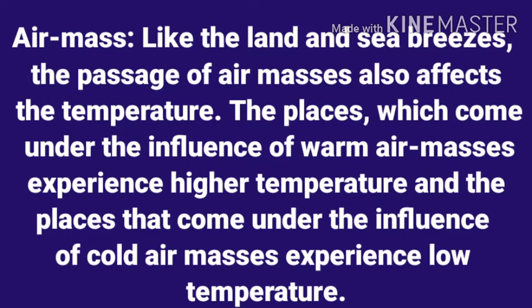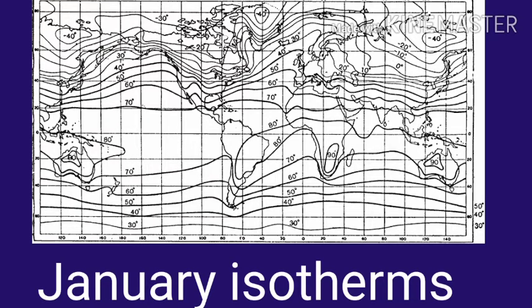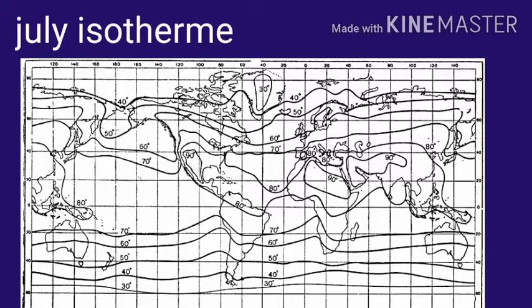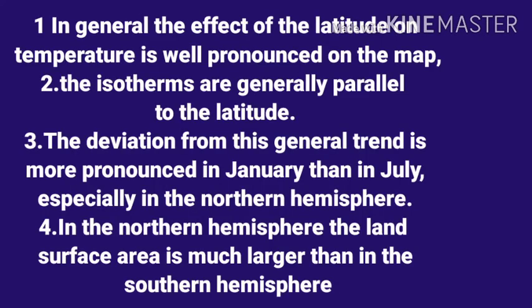Students, the distribution of temperature can be understood by two more examples. These are known as the January isotherm and the July isotherm. So what is the difference between these two isotherms? Let's see through the map and the pictures. The July isotherms: isotherms are more irregular in the northern hemisphere and more regular in the southern hemisphere. The isotherms are closely spaced in the northern hemisphere.